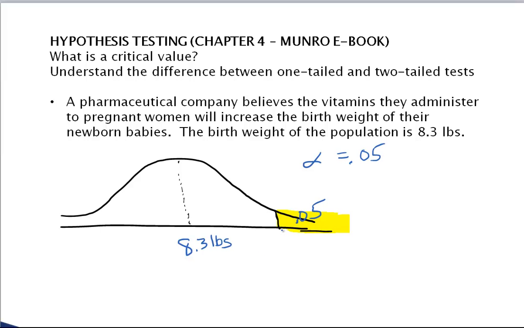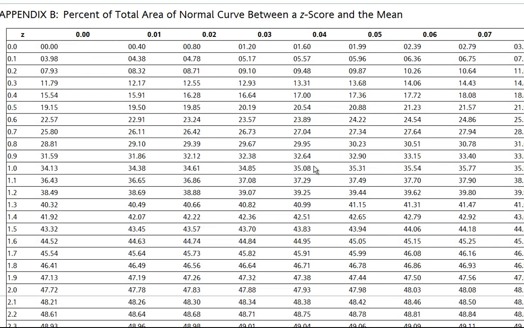And that means that when you go into this area, and we looked it up earlier what it would be in our Z tables, that would be 45.05, 1.65. Why? Because that's the area that is not included in the tail, and this gives us the area of the normal curve between a z-score and a mean.